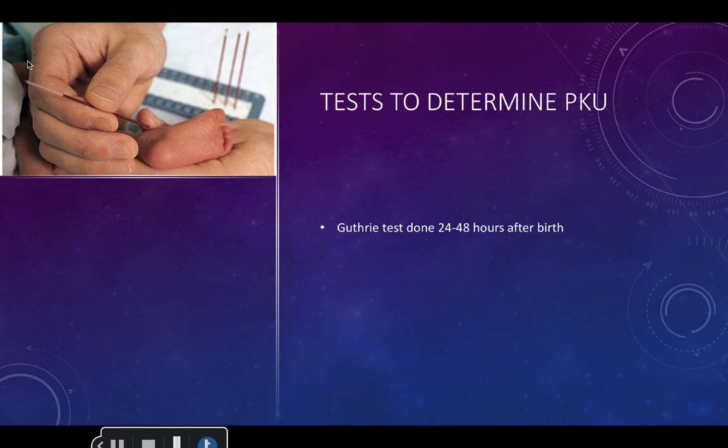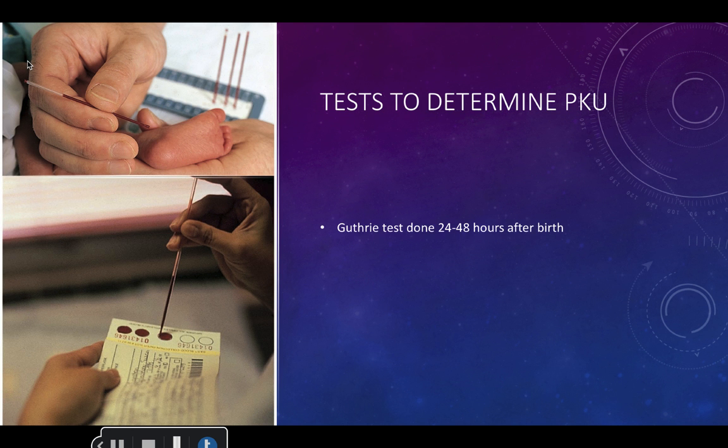PKU testing is required by every state in the U.S. The Guthrie test typically takes place between 24 and 48 hours after a newborn is born. During this test, a doctor will pinprick the newborn's heel and soak the blood onto collection cards, known as Guthrie cards, which inhibit the growth of bacteria. However, this inhibition of bacterial growth can be overcome by high levels of phenylalanine.